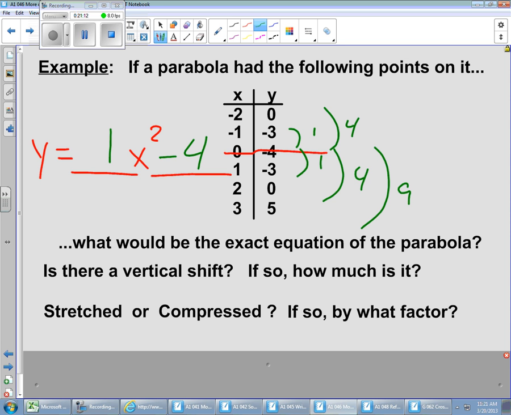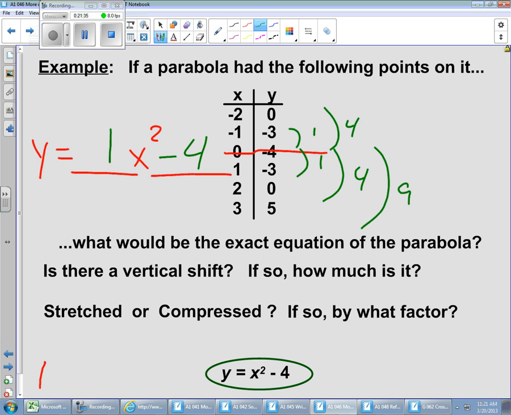Is it increasing or decreasing? Okay, let's look. We got 0, -4. So we're a little bit down on the y-axis. From -4, it comes up to -3. From -3, it comes all the way up to 0. From 0, it goes up to 5. So is it increasing? Yeah, it is. That means that this is a positive value. Our equation should be y equals x squared minus 4. And that was the equation that we came up with.